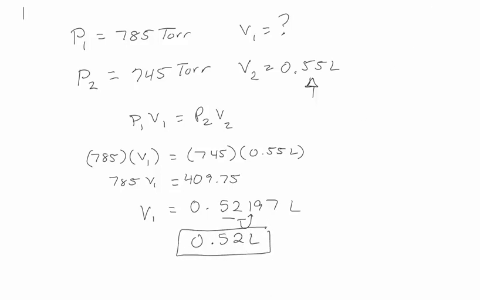Now we do have what's called the combined gas law, and it's something that you may see, but it's really just taking Charles's and Boyle's and squishing them together. The combined gas law is P1 V1 over T1 is equal to P2 V2 over T2. So I'm just going to run through one of these real quick.